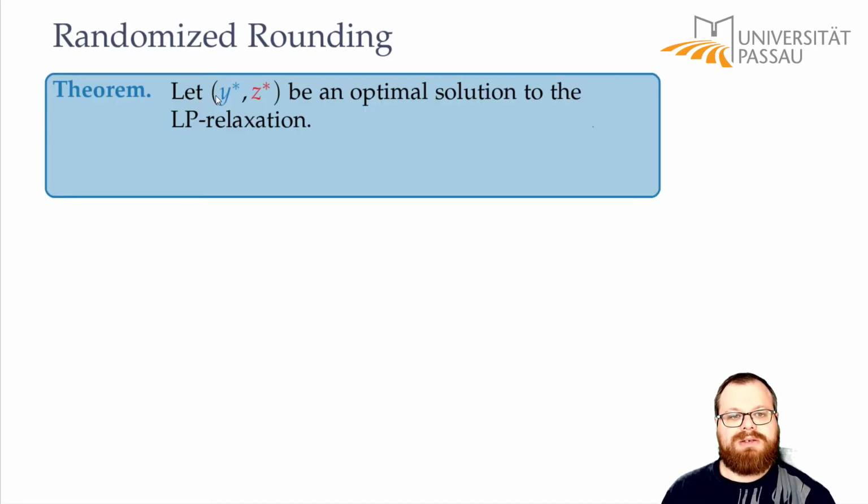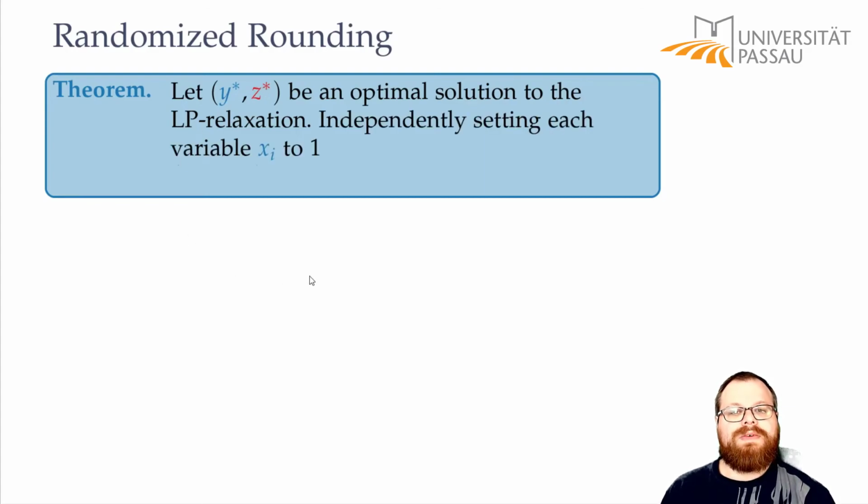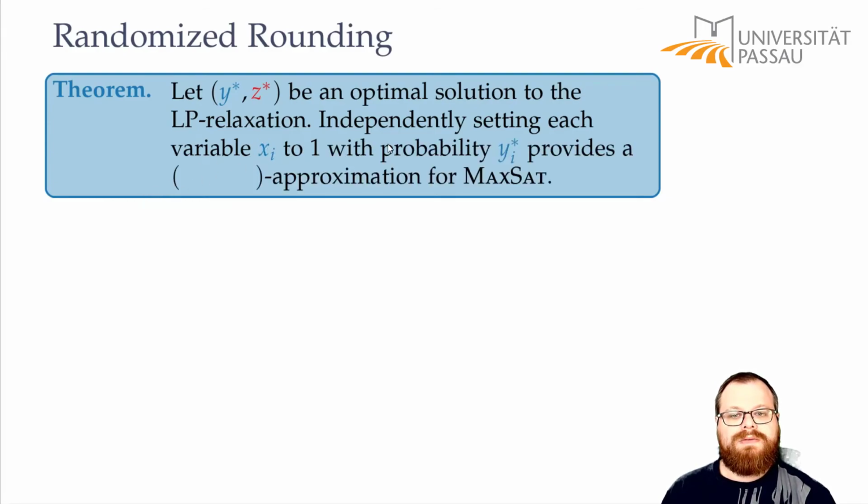So let's say we have an optimal solution for it. And y star are the assignments for the variables, z star for the clause variables. And now we want to set every input variable of our MaxSat problem independently to 1 with probability the assignment of the LP relaxation. So if the LP relaxation assigns a variable to 1, then it will definitely be a 1 here. If it assigns it as 0, then it will definitely be a 0 here. If it assigns it as 0.5, then it's a 50% chance that it's true or false. And if it's a 0.9, then there's a 90% chance that it's true and 10% that it's false.